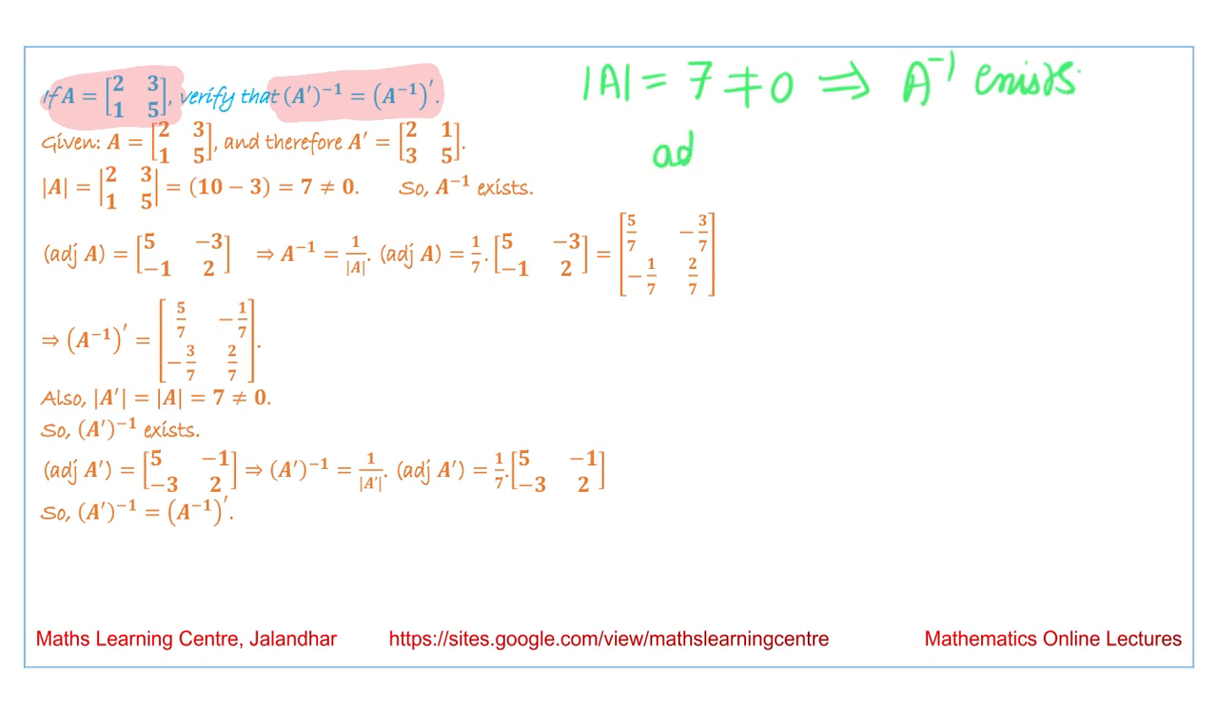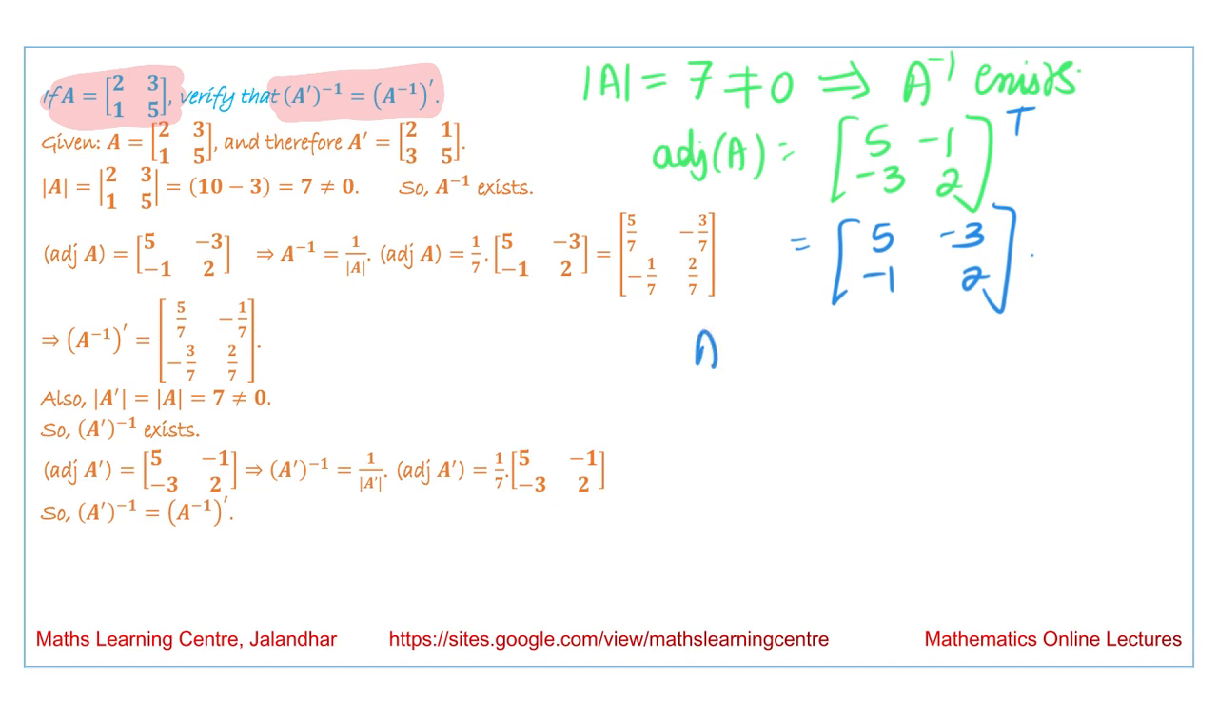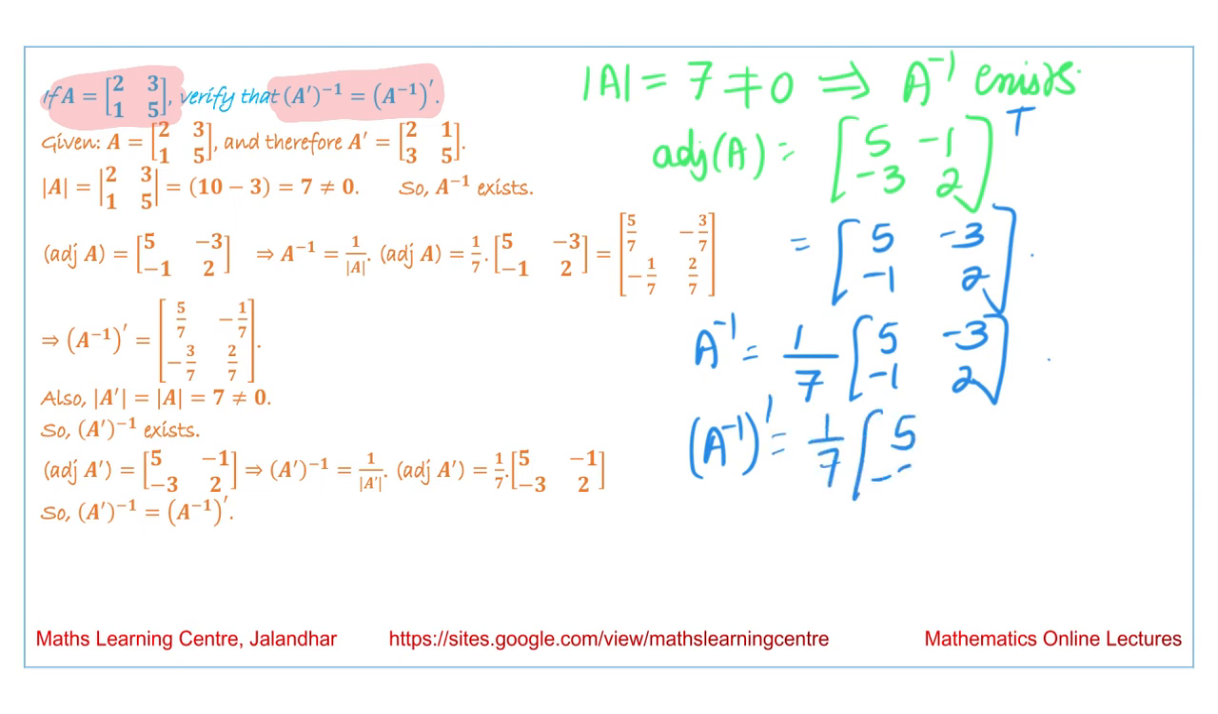To calculate A inverse, we write the adjoint of A, that is equal to 5 minus 1 minus 3 2 transpose, that is equal to 5 minus 3 minus 1 2. So A inverse is equal to 1 over determinant of A into adjoint of A. So this is the value of A inverse. Now if we take the transpose of A inverse, the answer we obtain is 1 by 7 into 5 minus 3 minus 1 2. So this is the value we are talking about over here.